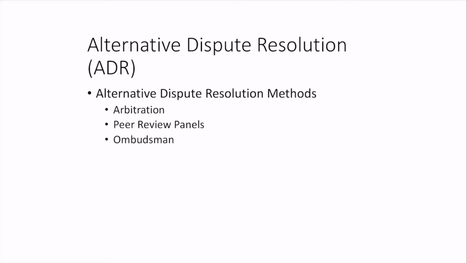ADR is alternative dispute resolution, and there are several methods that you can use outside the court system to resolve disputes. You have, first of all, arbitration, which we're going to talk about, peer review panels, and ombudsman, or ombuds, as the slide indicates here in just a minute. So let's take a look at these.